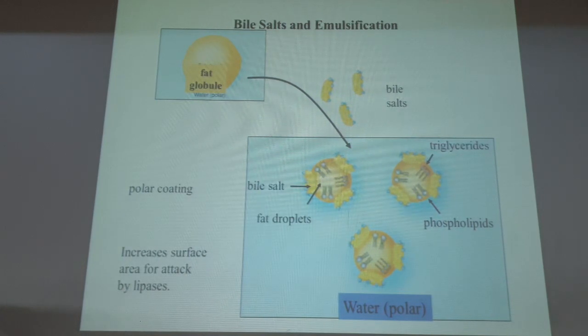Lipases would come with colipases from the pancreas. It will break this layer and act on the fats that are there. It will form monoglycerides or diglycerides. So the function of bile salt is to increase the surface area of the fat droplet and to make it easier for the lipases to work on the fat.